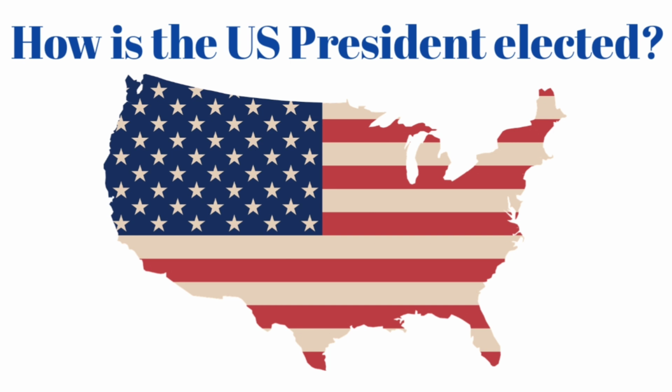The primary and caucus system precedes the general election, serving as a means for political parties to nominate their respective candidates. This period witnesses intense campaigning across states, with candidates vying for delegates through a combination of public appearances, media engagements, and fundraising efforts.